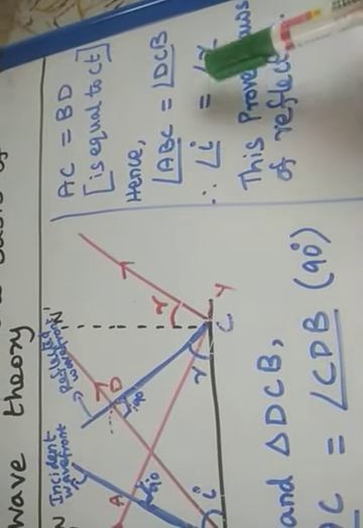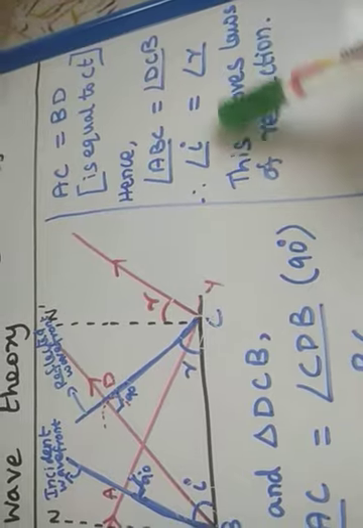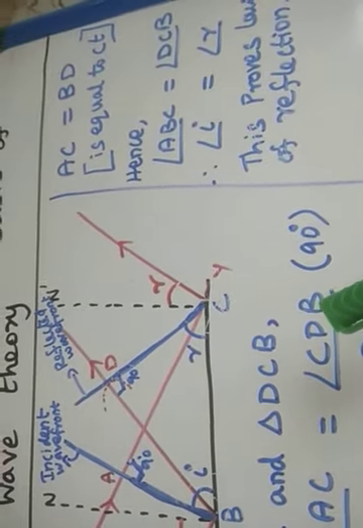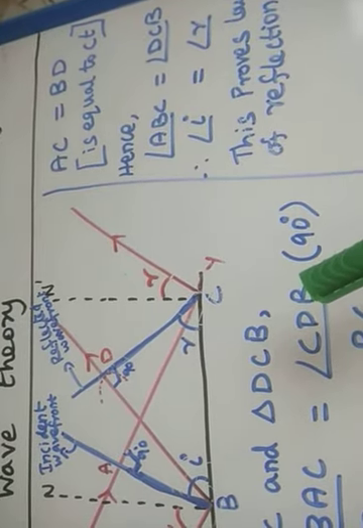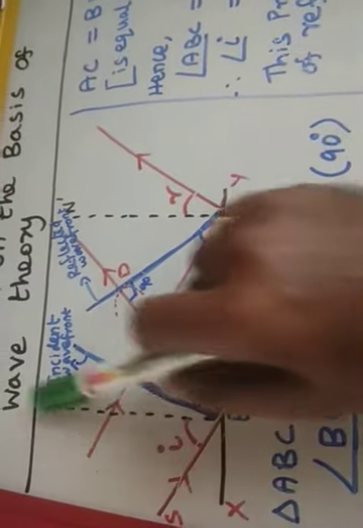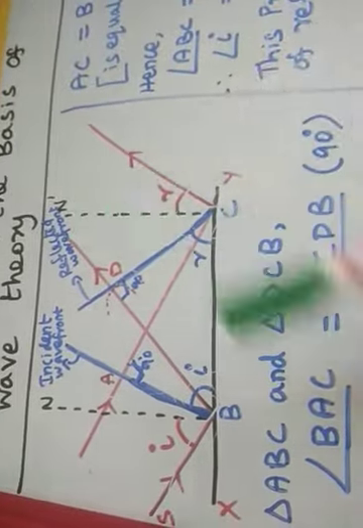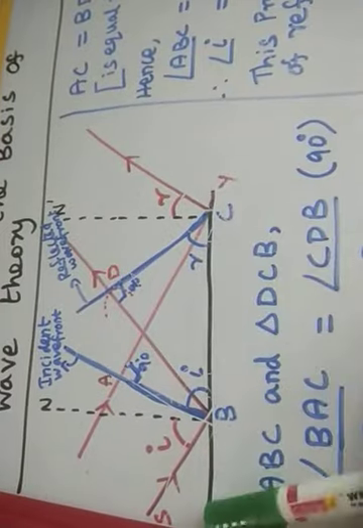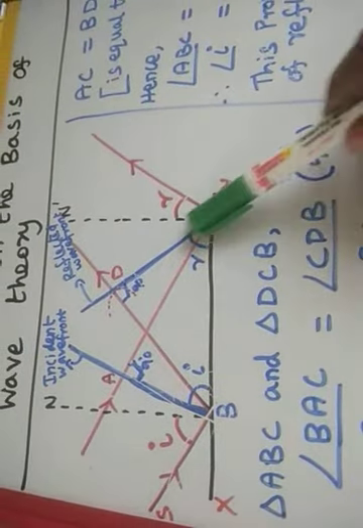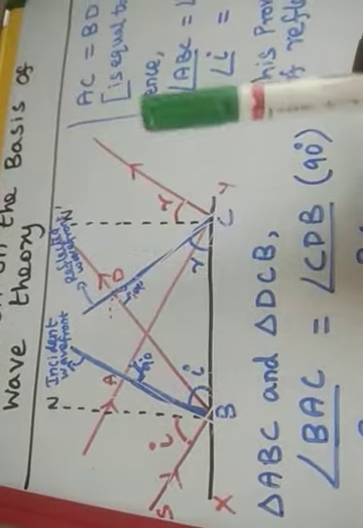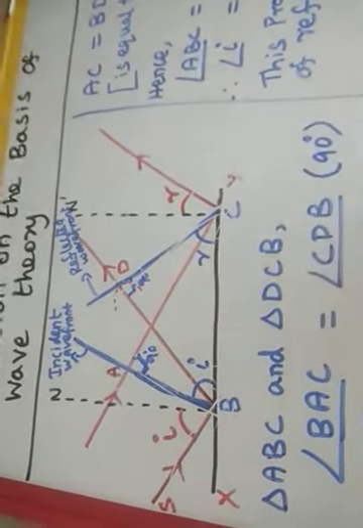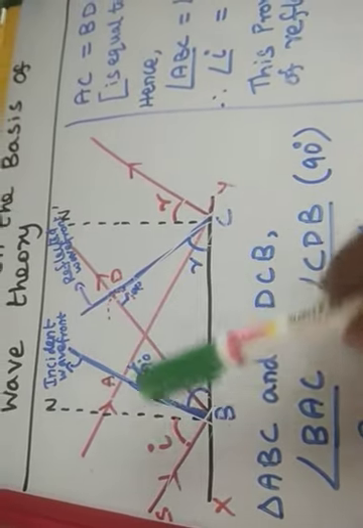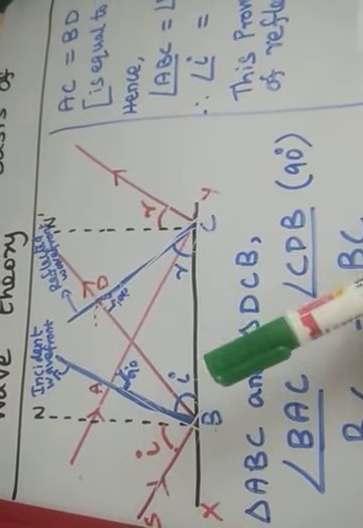When the angle of incidence is equal to the angle of reflection, that is the first statement of the laws of reflection. The second statement of the laws of reflection is that the incident ray, normal and reflected ray lie in the same plane. The same thing here: the incident wavefront and the reflected wavefront all lie in the same plane, which is perpendicular to the rays. Already I told you that wavefront and ray are perpendicular to each other.